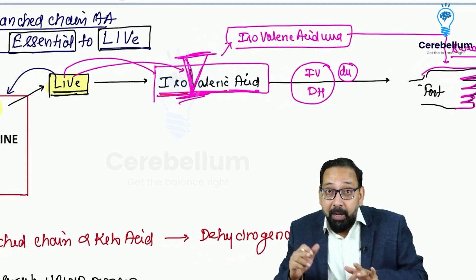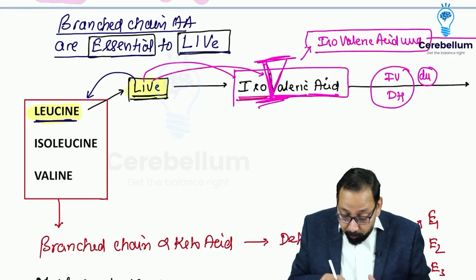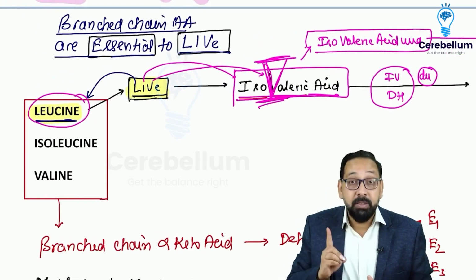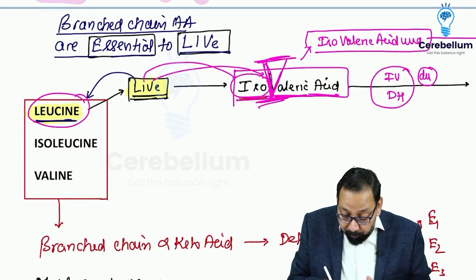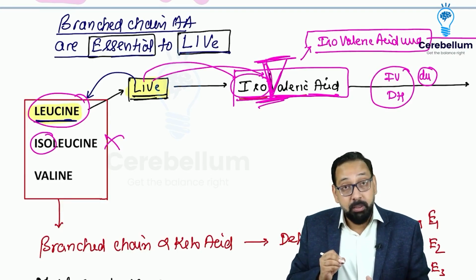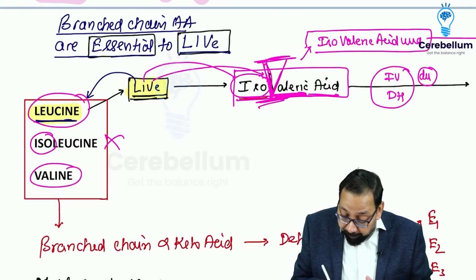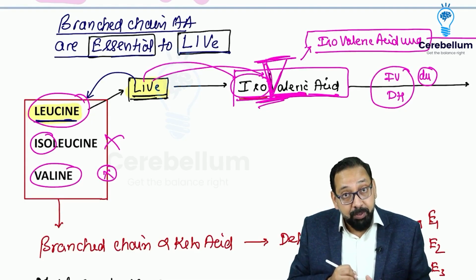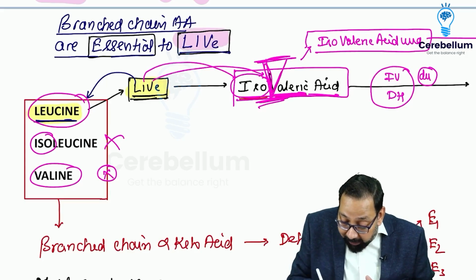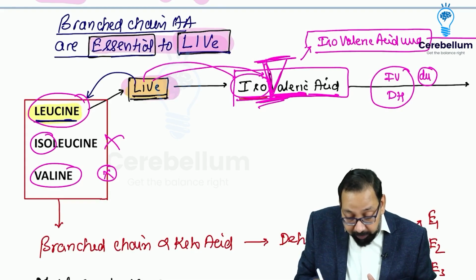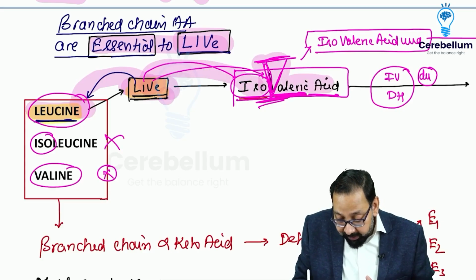A question is asked that isovaleric aciduria is due to a defect in the metabolism of which amino acid. Yes, answer is leucine. Don't get confused by the name, because when you read isovaleric, you will think of isoleucine. No, it is not a defect in the metabolism of isoleucine. When you read valeric, you will think of valine. No, it is not due to a defect of valine metabolism. It is due to a defect of leucine metabolism. That's why I told you this mnemonic LIVE: L for leucine, I for iso, V for valeric acid is produced.